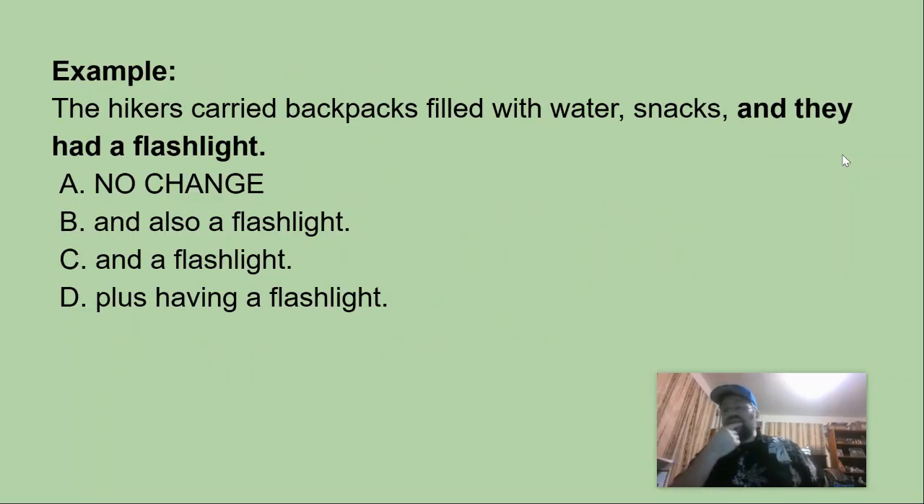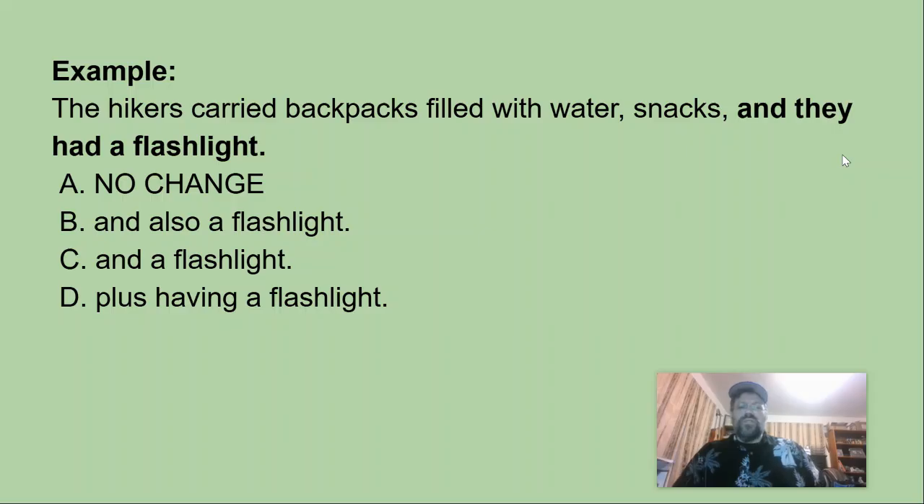Okay. So here's an example. So if we take a look at this to see if we can get the answer down here. It says, "the hikers carried backpacks filled with water, snacks, and they had a flashlight." So we got to take a look at it. We could be no change. Remember we talked about that's like 20 to 25% of your answers are going to be no change. So if we say, "and also a flashlight," and let's see, "snacks and also a flashlight." All right, so that one's off.